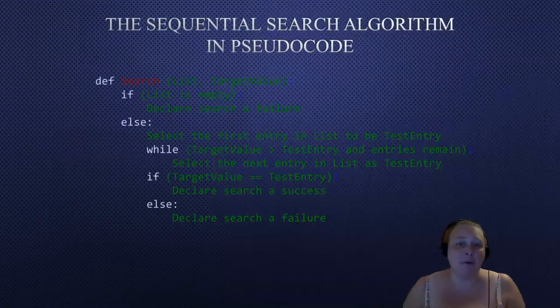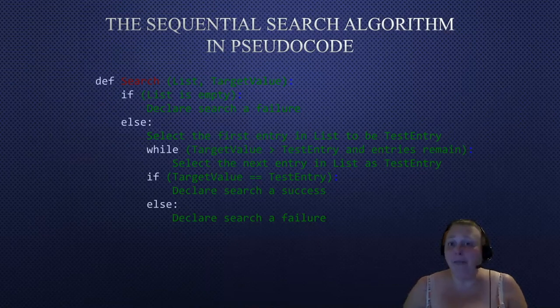So here's an example out of our book of a sequential search algorithm. Again, we're going to use pseudocode here. Remember, it's Python-ish, but it is a little bit easier to understand if you were to read it out loud. If you need to read it out loud, that's fine. Okay, so the first line says I'm defining a function. It's called search. I'm going to send it a list and a target value.